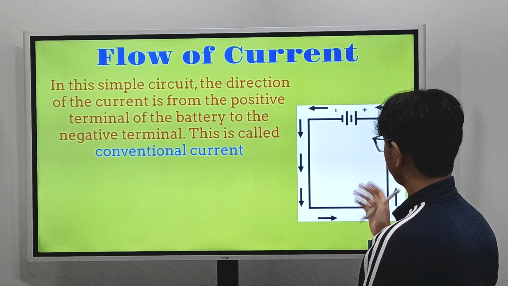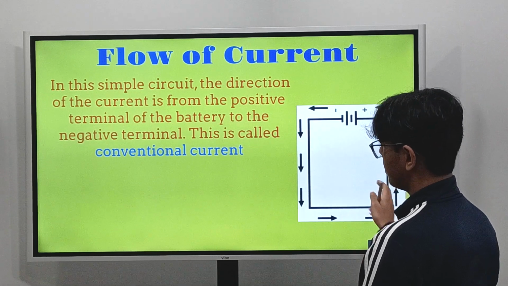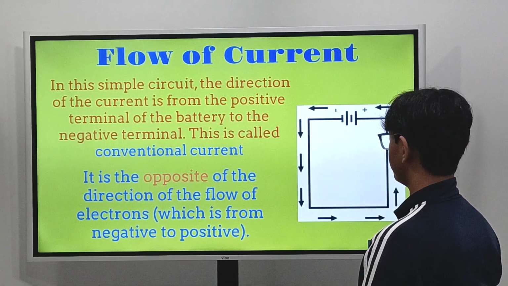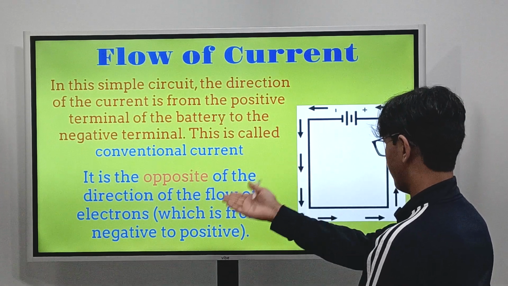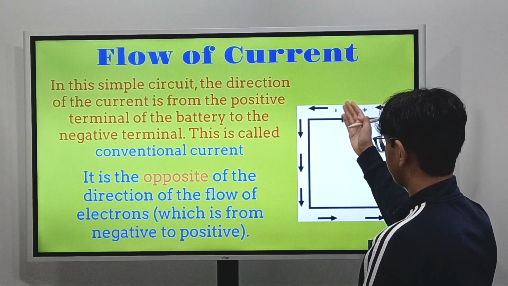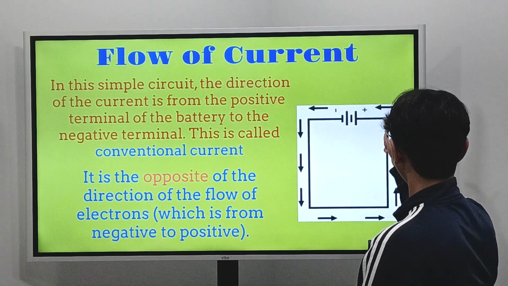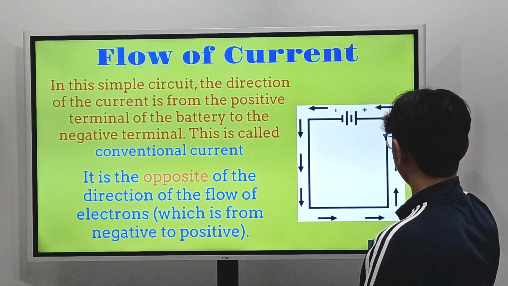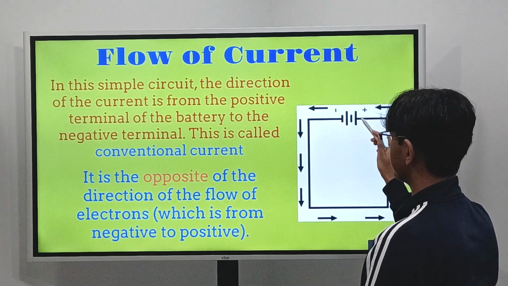Can you guess what it is going to be for the flow of electrons? The flow of electrons is exactly the opposite of the direction of the current, which means it goes from the negative to the positive. So our current goes from the positive end to the negative end, and our electrons go from the negative end to the positive end.